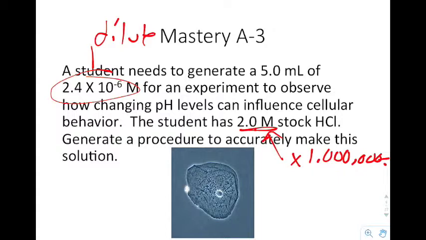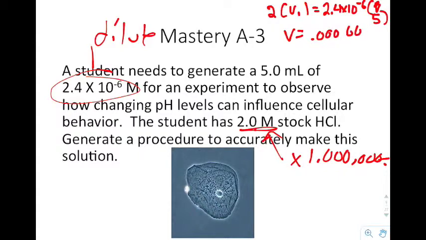So if you do the math just to check it, if you did 2 times volume 1 equals 2.4 times 10 to the minus 6 times V2, and I need 5 mLs of that, then you multiply this out, you would end up getting a volume of the original solution to measure of 0.005, zeros. Oh, I wrote one too many. 5 zeros, and then a 6 mLs, which is too small for you to be able to actually measure. So because of that, we know that we would do a serial dilution.